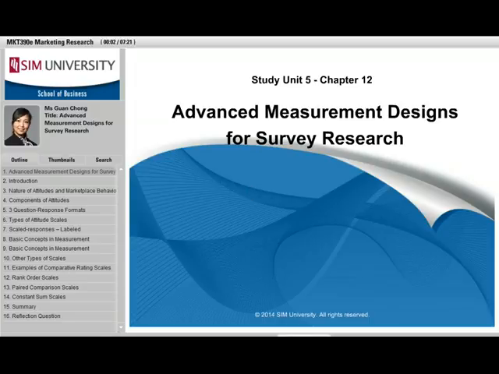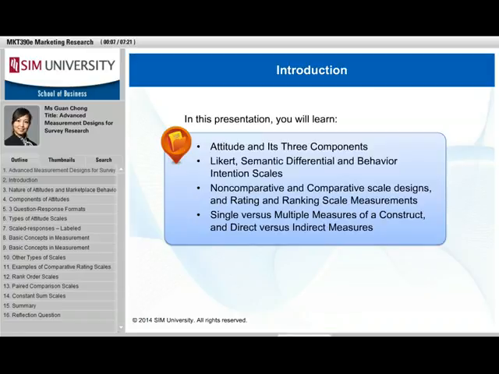Study Unit 5. This presentation covers advanced measurement designs for survey research. In this presentation, you learn attitudes and its three components: Likert, semantic differential, and behavioral intention scales, non-comparative and comparative scale designs, and rating and rating scale measurements, and lastly, single versus multiple measures of a construct and direct versus indirect measures.